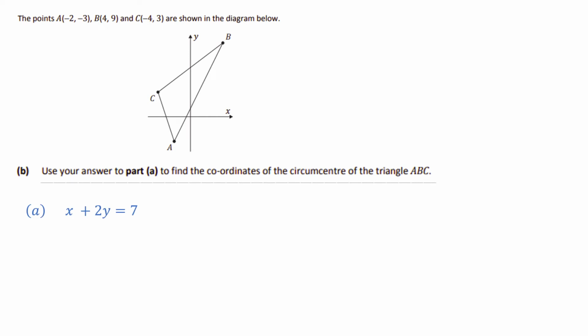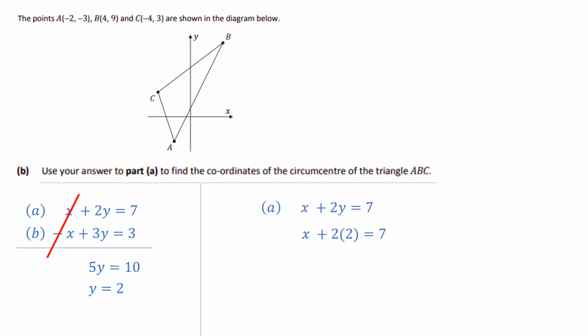So this was my answer from part A. This was then my answer from part B that I made negative. I'm going to put one over the other and simply add them. I want to add them so that one of the variables disappears, the elimination method. So x minus x disappears and I'm left with y's and numbers which I can solve. So 5y equals 10, so y equals 2. I take equation A and sub my y back in. So I have x plus 2 times 2 equals 7, so x plus 4 equals 7. So x equals 3. So the coordinates of my circumcenter is 3, 2.